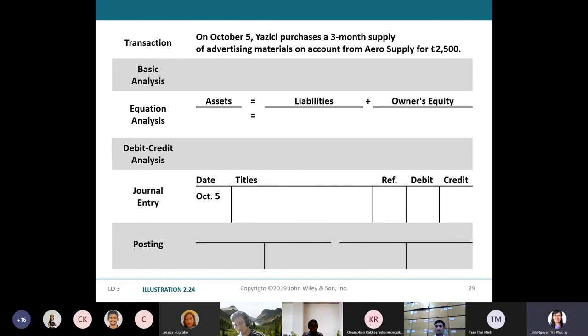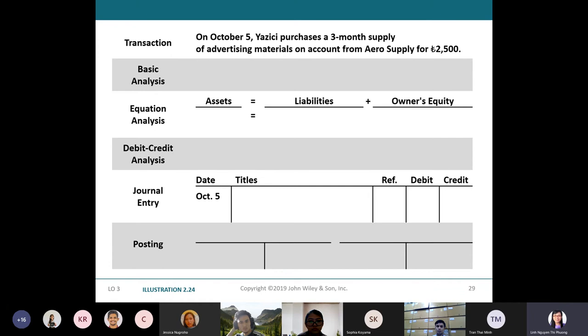Next, Sophia, can you read it for us? On October 5, Yahtzee purchases a 3-month supply of advertising materials on account from Aero Supply for $2,500. Okay, good.